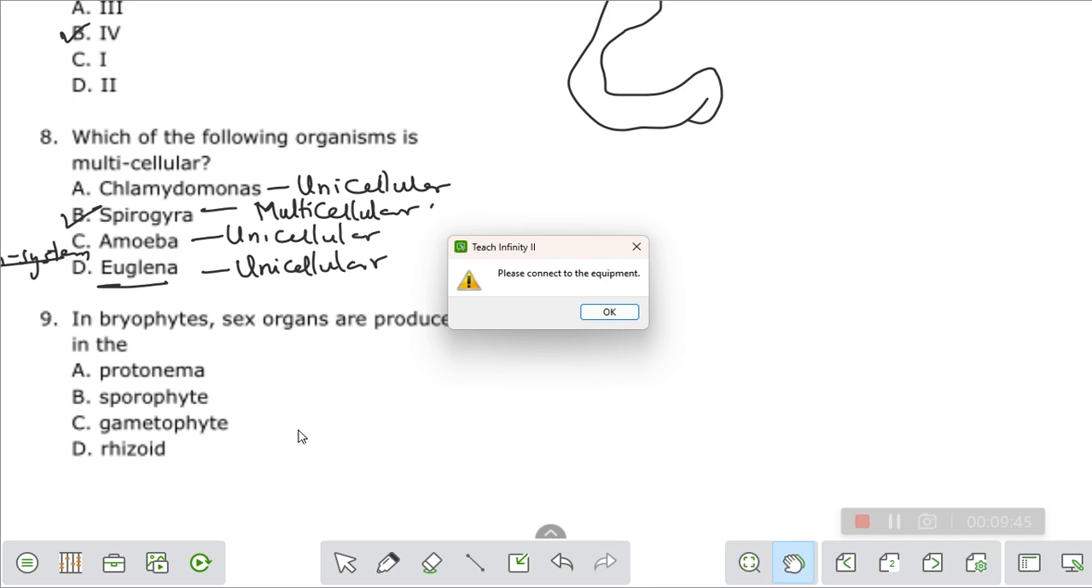So bryophytes, their sex organs, where are they borne? Also you should know that bryophytes are non-vascular plants. Take note of that. Some bryophytes are terrestrial, while some of them are aquatic. Please, these are things that you need to read. So in bryophytes, where are the sex organs produced? The answer is between the sporophytes and the gametophytes. So what's the answer? Is it the sporophytes or the gametophytes?